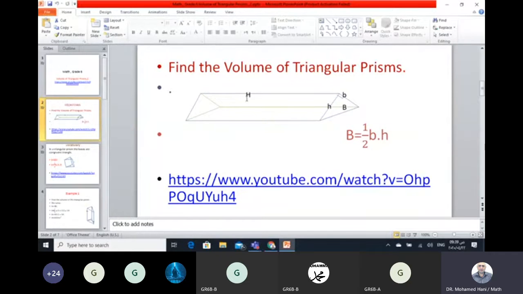Then we have here H in capital letter, the height of the triangular prism, the perpendicular distance between the two bases. So we have a difference between this height and this height. We have the height inside the triangle, and we have the height of the triangular prism. So we must separate between this H and this H. Now see this video.